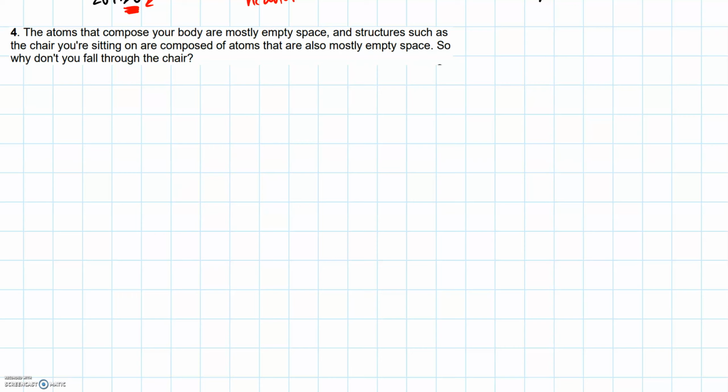Exercise number 4. The atoms that compose your body are mostly empty space, and structures such as the chair you're sitting on are composed of atoms that are also mostly empty space. So why don't you fall through a chair?